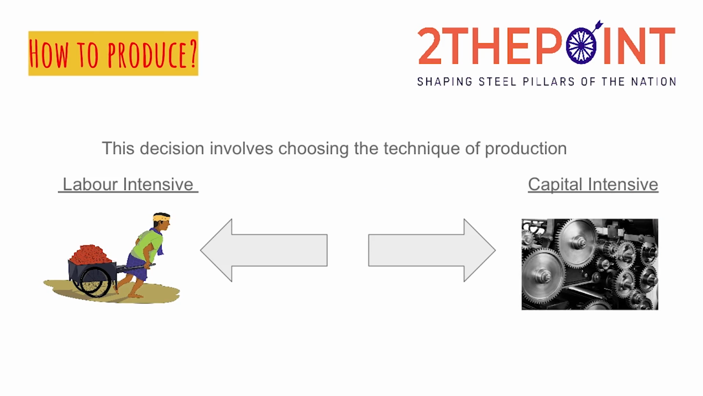Moving on to the next problem, that is how to produce. After we have decided what to produce, the next question arises: how to produce. It basically involves choosing between two techniques, the first of which is the labor intensive technique, the other is capital intensive. In the first technique, we use more manpower, and in the second technique we use more machines and instruments. For example, if we talk about China, the country is more capital intensive, which means that they use more machines rather than human beings as the means of production.